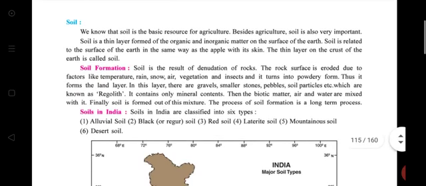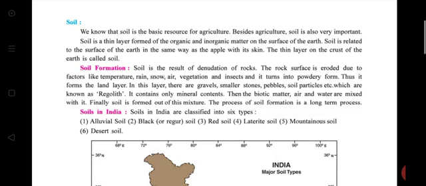Now, we start next topic, soil. Total 6 types of soil are classified. So first we see the basic resource of the soil. We know that soil is the basic resource for the agriculture. Besides agriculture, soil is also very important. Soil is not only important for the agriculture but also important for other uses.